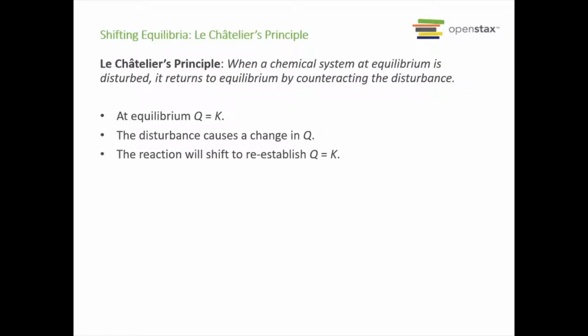So what Le Chatelier's principle says is that when a chemical system at equilibrium is disturbed, it returns to equilibrium by counteracting this disturbance. So remember, at equilibrium, our Q is equal to K, but when we cause a disturbance, something is happening to change Q. So our reaction is going to shift one way or the other to reestablish Q being equal to K.